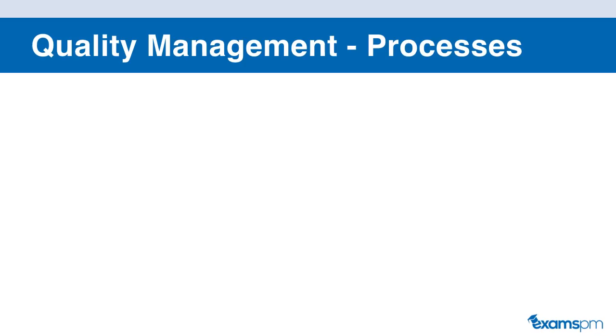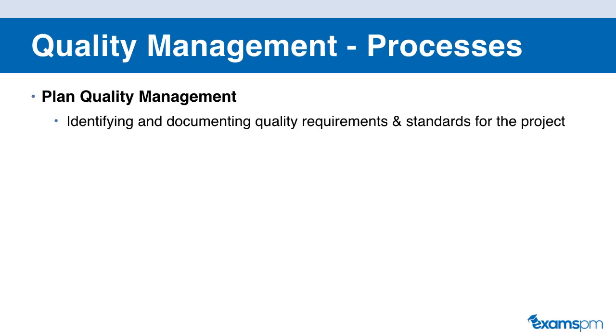Our next knowledge area is quality management. The first process in quality management is plan quality management. This is a process where you're identifying the quality requirements and standards for your project, and where you're also documenting how the project will demonstrate compliance with the quality requirements that you have identified.